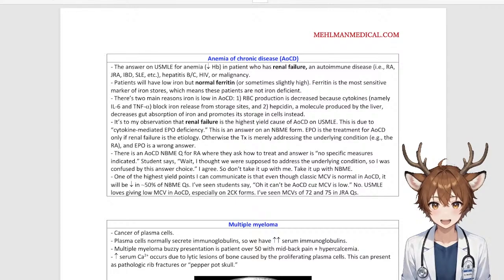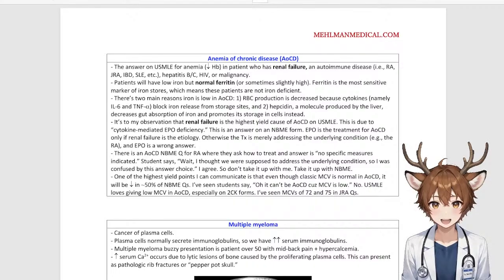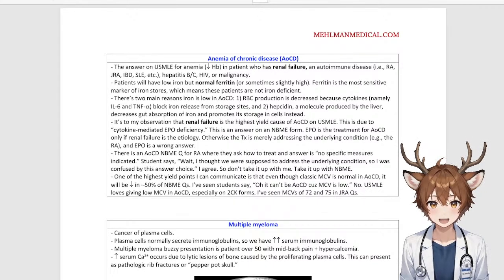Patients will have low iron but normal ferritin, or sometimes slightly high. Ferritin is the most sensitive marker of iron stores, which means these patients are not iron deficient.